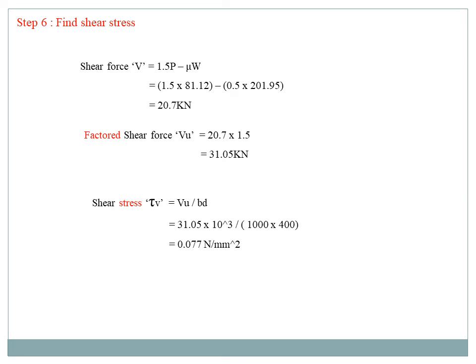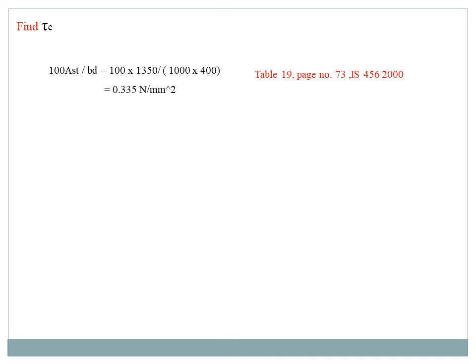So Vu is equal to 31.05 into 10 power 3 divided by B is equal to 1000, D is equal to 400 mm. So tau v is 0.077 Newton per mm square. Then find tau c. So this is one constant formula, 100 Ast by bd. Table 19, page number 73 from code book IS 456 2000. So this formula is in our code book. So 100 Ast, Ast we found in the previous step, 1350. Then B is equal to 1000 mm, then D is equal to 400 mm. So our value is 0.335 Newton per mm square.